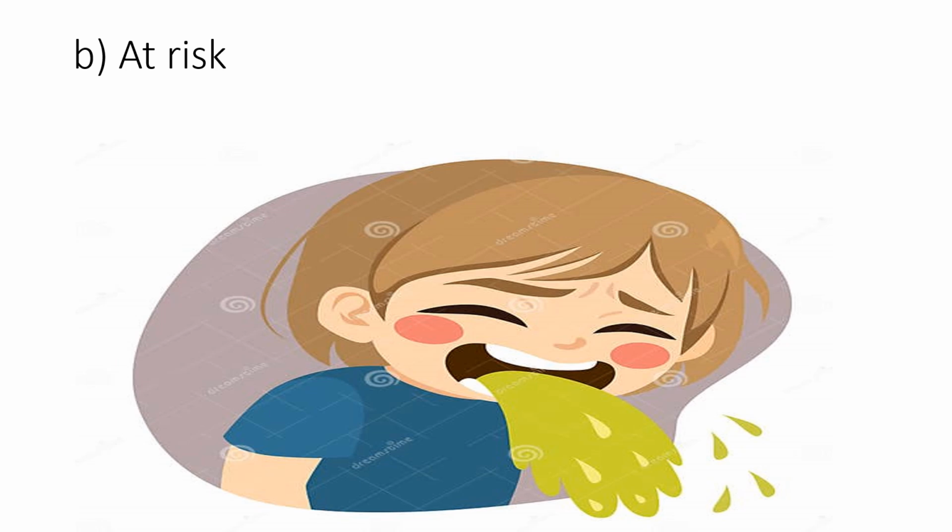An airway is considered at risk when there is a potential for obstruction, but it is not currently obstructed. Maybe due to swelling from an allergic reaction or infection, trauma on the face or on the neck, neurological conditions like Guillain-Barré syndrome, or even a foreign body that could potentially move and block the airway.